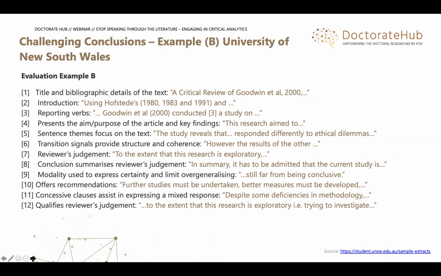And the modality used to express certainty and limit overgeneralizing is well in place. And it offers recommendations, as much as concessive clauses assist in expressing a mixed response and qualify the reviewer's judgment. So this type of argument is certainly of a decent or good quality, but it also will take time to build up such arguments.